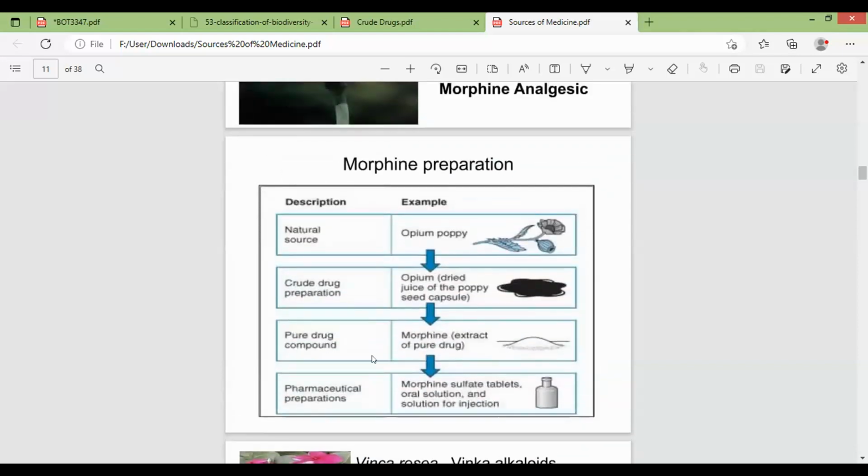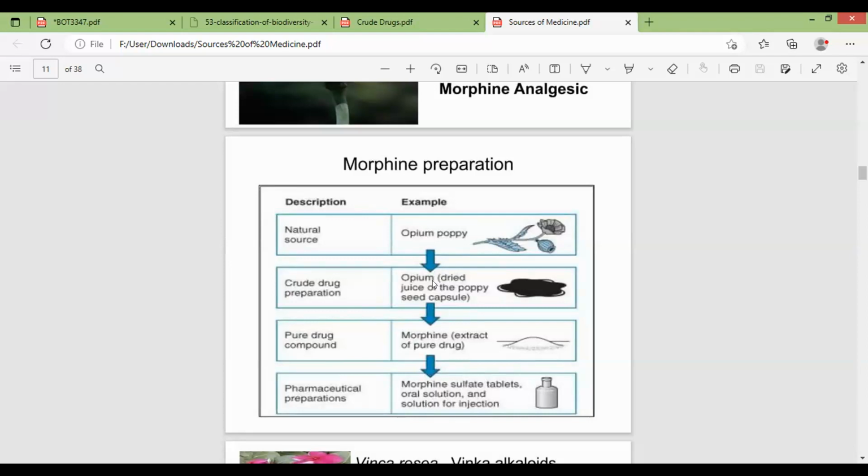A pure drug, we get after we've extracted from the crude drug. Now from the juice, there's morphine, yes, but there's other stuff. So when you specifically extract morphine, then you will obtain your pure drug. And we'll look at the extraction techniques later, the likes of maceration and all that. Once you have your pure drug, you go and make it into an injection, into tablets, into a liquid. There we'll have your pharmaceutical preparation.